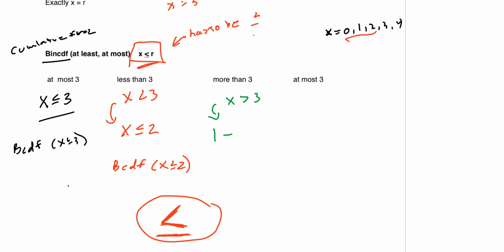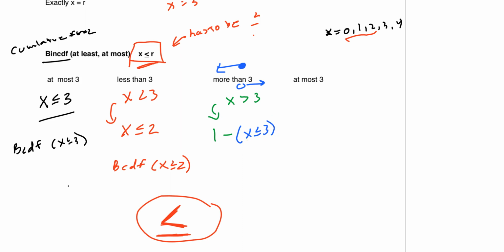Now think about this logically. This is like an open circle going this way, right? Greater than. What's the opposite of that? Well, it should be a closed circle going that way. So this is going to be 1 minus X is less than or equal to 3.